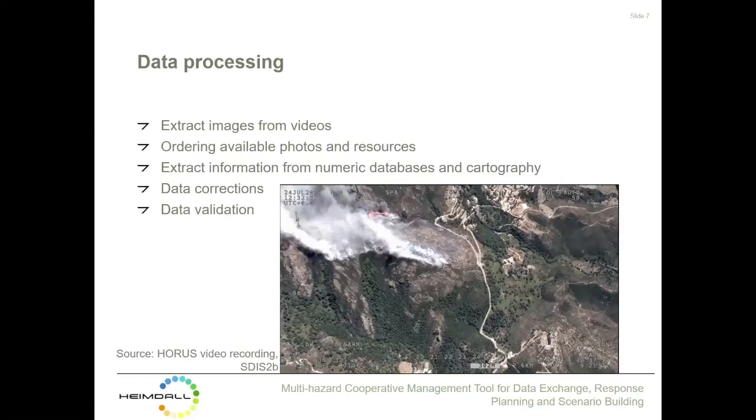As I mentioned, the images about the incident are an important source of information and can be obtained from multimedia sources, internal or even external, like social media. In that case, this is a snapshot from a video recording from the service Horus from the Cities 2B from Corsica.